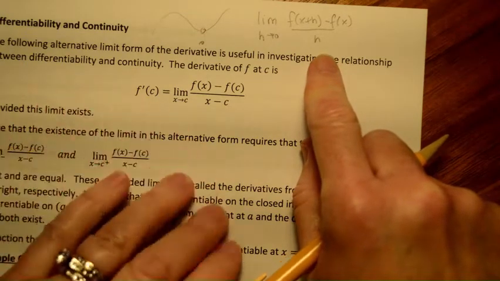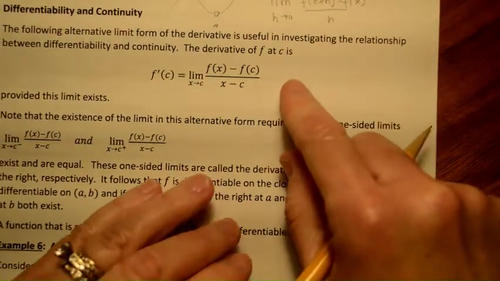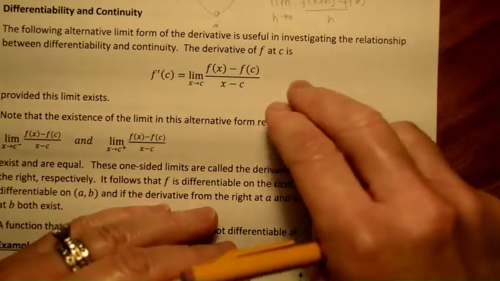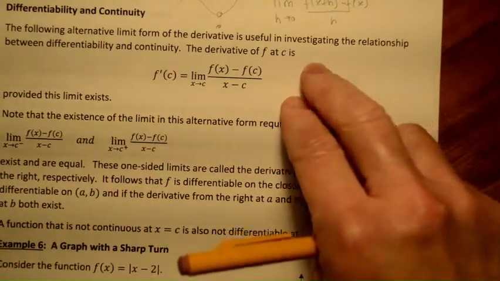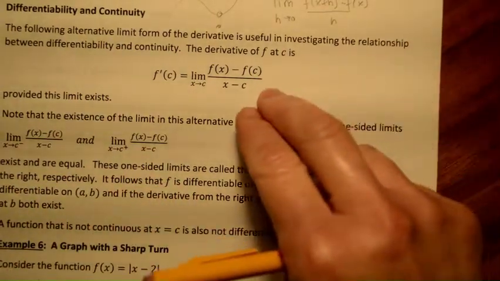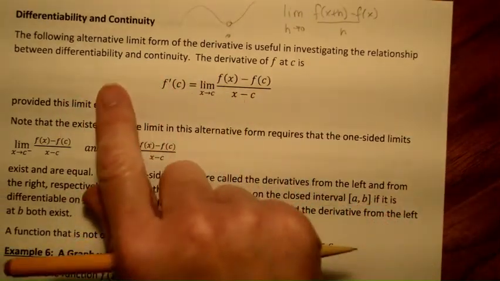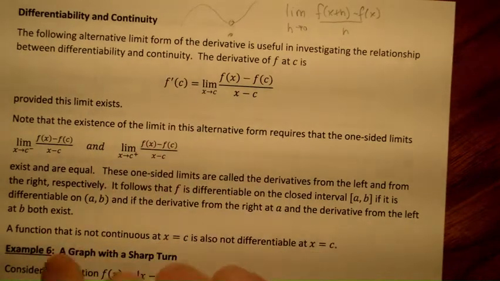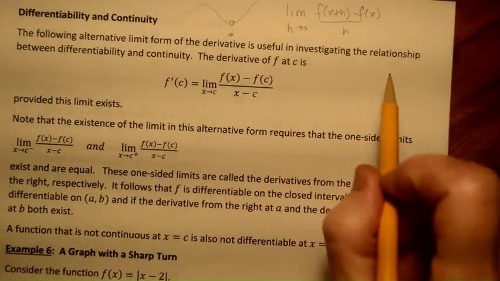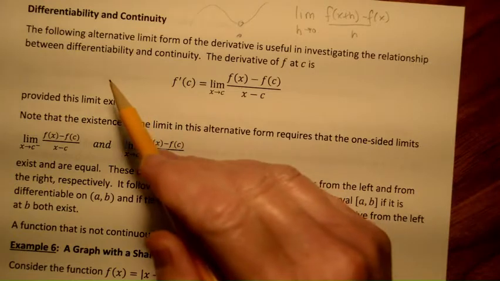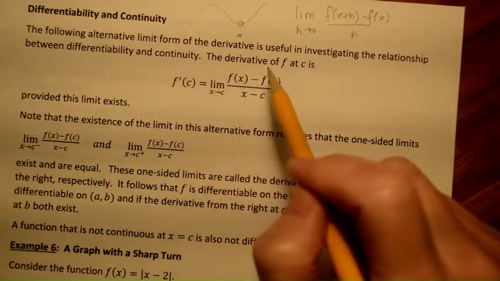then we would say the function is not differentiable. So then the question arises, how can we prove that something is not differentiable, right? And so we have this alternative limit form of the derivative that's useful in investigating the relationship between differentiability and continuity.